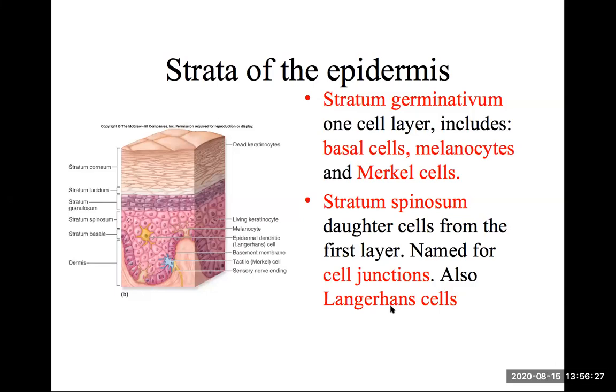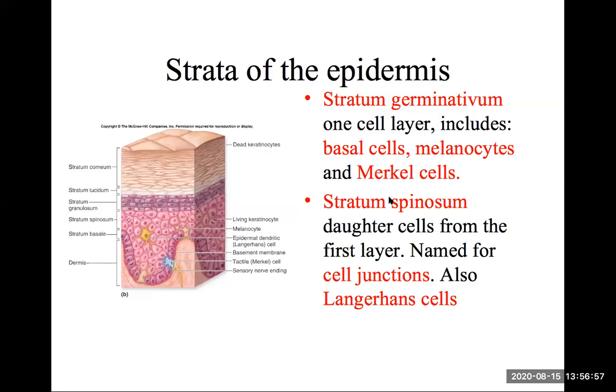These are daughter cells resulting from mitosis of basal cells. So when a basal cell replicates, it makes a new basal cell, and it makes a daughter cell. And the daughter cells are slowly pushed up toward the surface by new daughter cells being created by mitosis. So these are the newest cells, and these are the oldest cells.